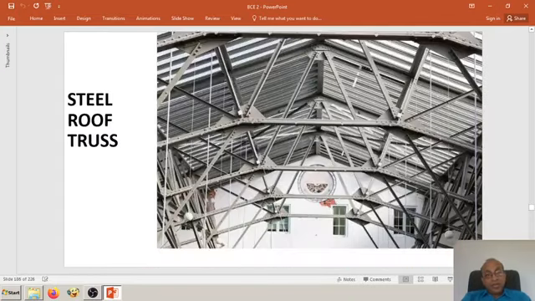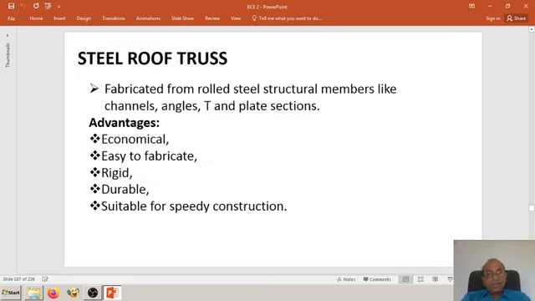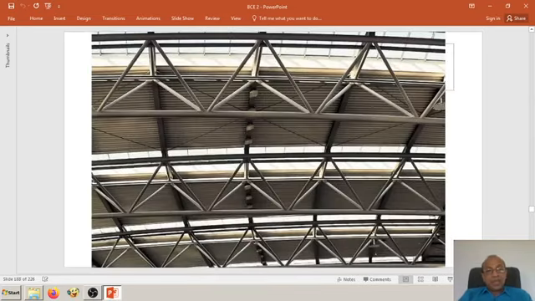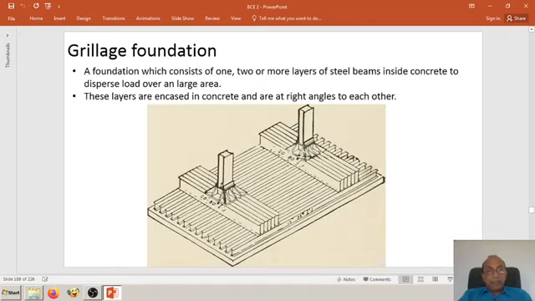Then steel is also used for making roof trusses which support the roof sheets. The steel roof truss is fabricated from rolled steel sections like channels, angles, T-plate sections, etc. The advantages of the steel roof truss are that it is economical, easy to fabricate, rigid, durable, and suitable for speedy construction. Here we can see a roof truss which is made from iron tubes and welded together.